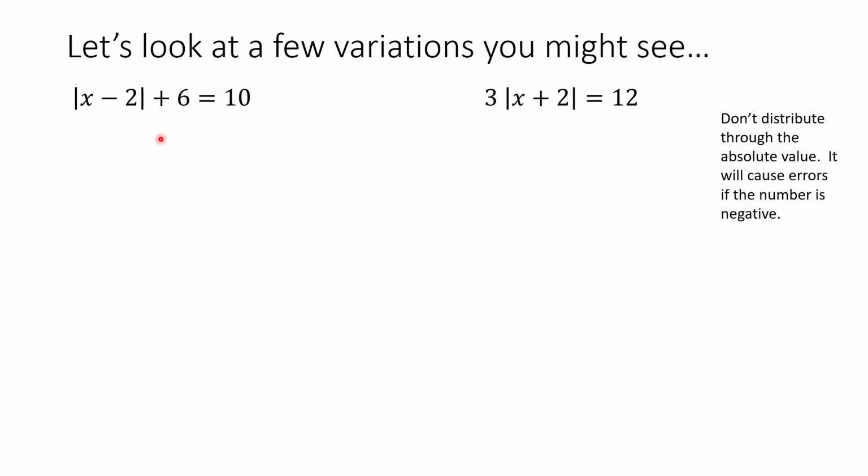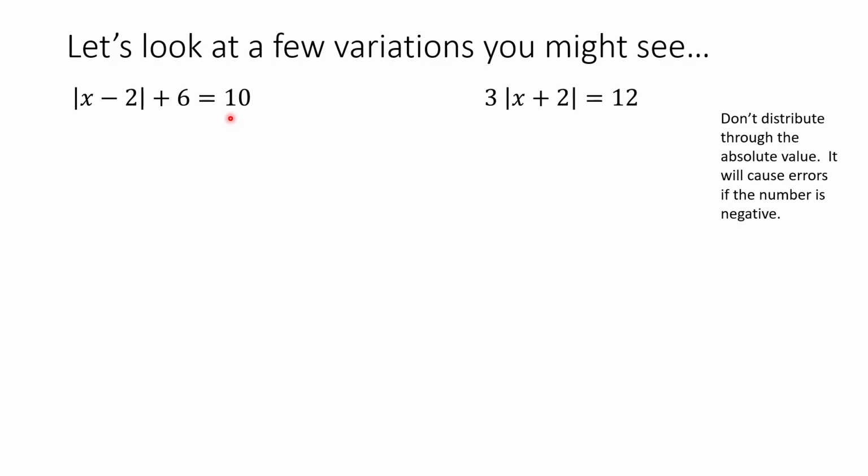So this is the distance from zero of x minus 2. Or x minus 2 has a distance from 0, okay? But then you take that distance and you add 6 to it. And when you add 6 to the distance from 0, then you get 10, okay? It's a little bit weird. So we have a distance from 0, and then we add 6 to that distance, and then we end up with 10.